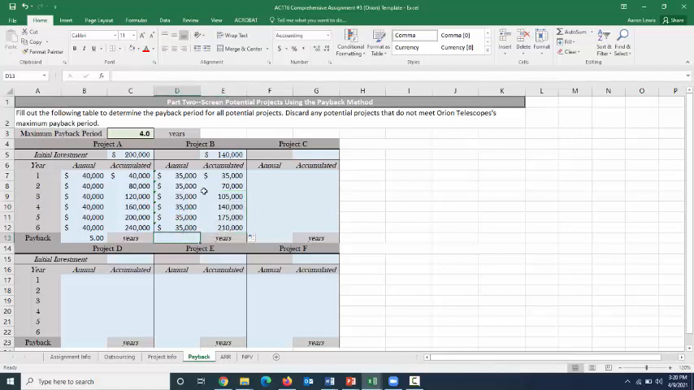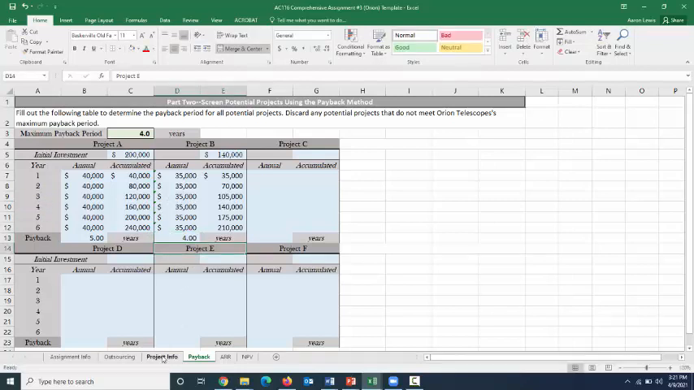So at what point will Project B pay back Orion's initial investment? Well, they're paying $140,000 up front. And as we check our accumulated column, we see that the total accumulated net cash inflows of Project B will be $140,000 at the end of year 4. So the payback period for Project B is 4 years.